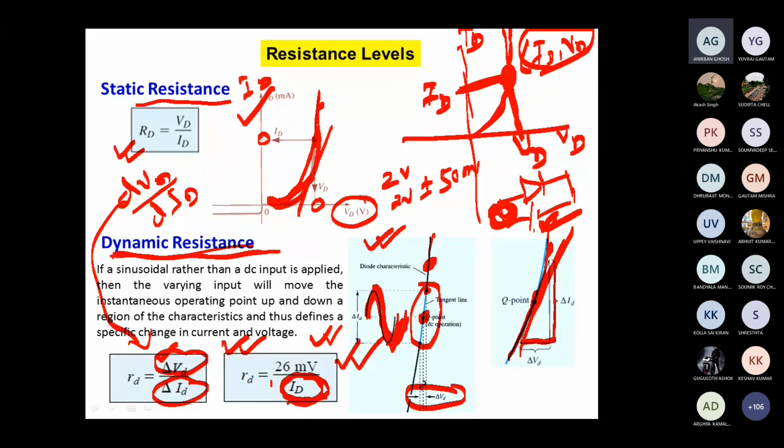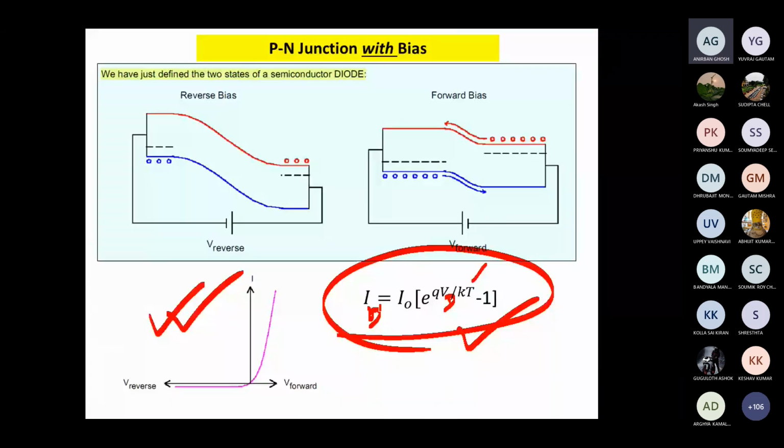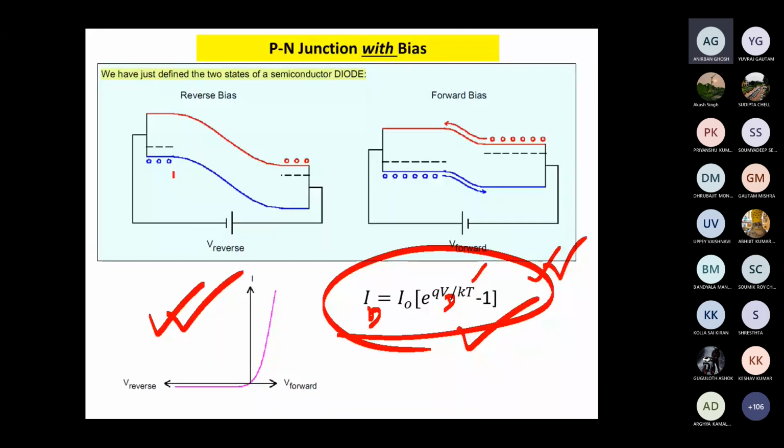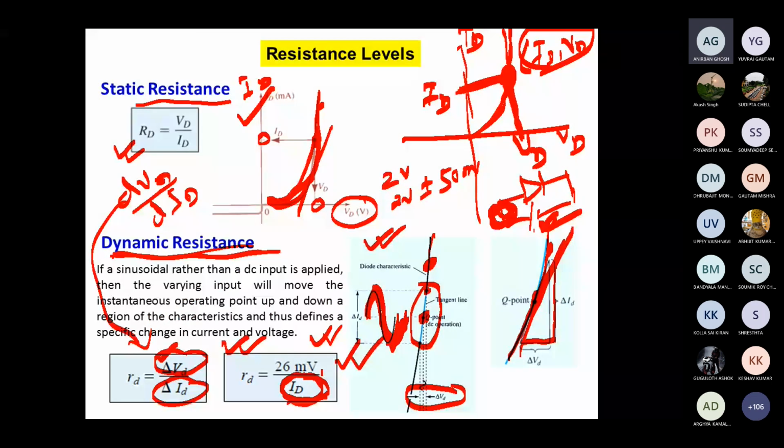But the concept is, from these equations with the derivative, first you get dID by dVD. Then you take the reciprocal, and you will have the RD value. And the final expression you will find is 26 millivolt by ID.